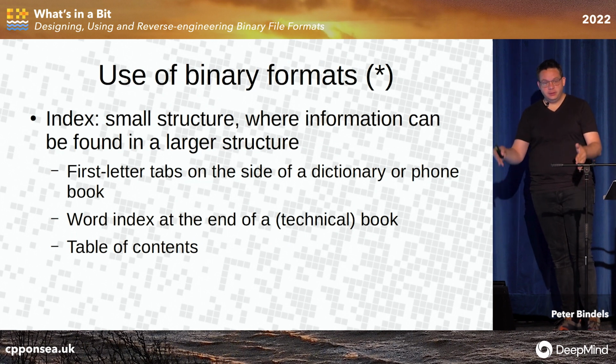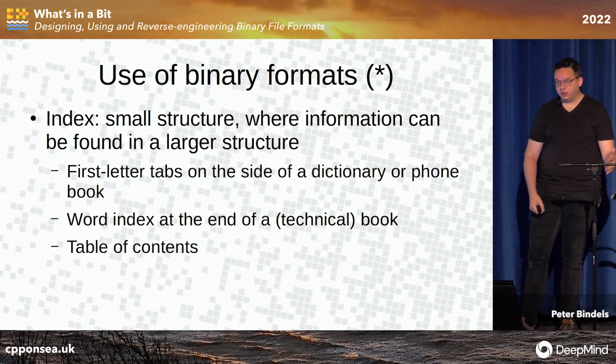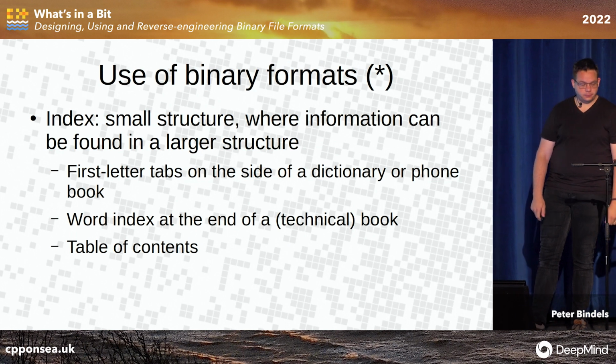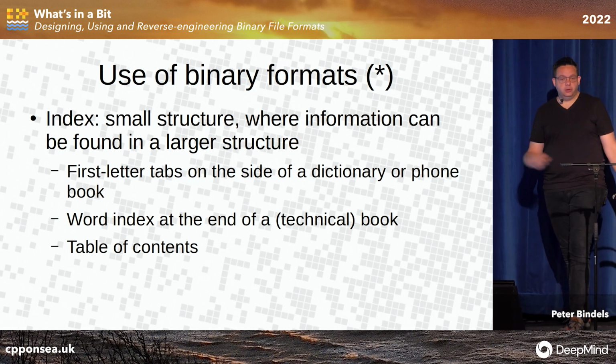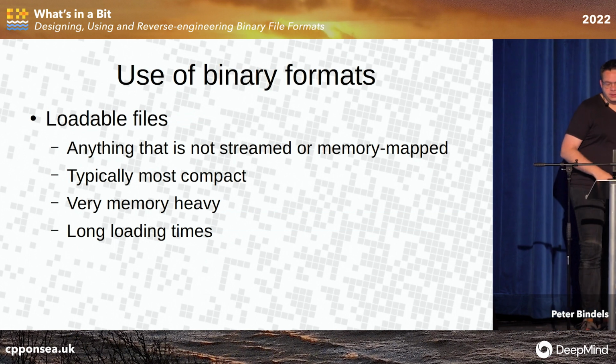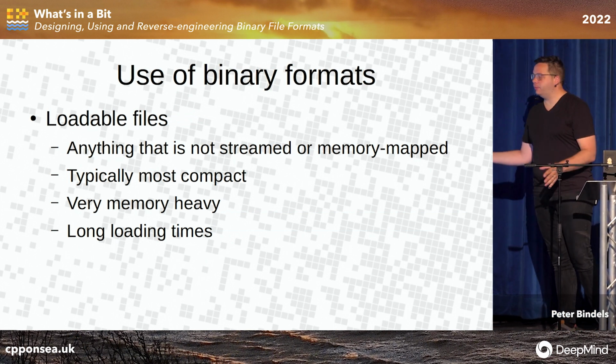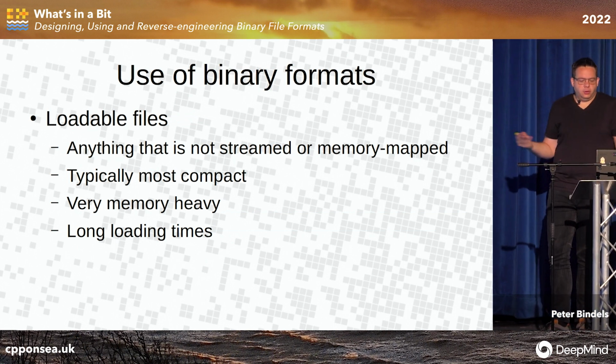That is literally the index. And it has a byte offset where that chapter starts. And then we have any other kind of file. Anything that you cannot stream, you cannot memory map. I call it a loadable file because you can still use them, but they're basically the slowest kind of thing.